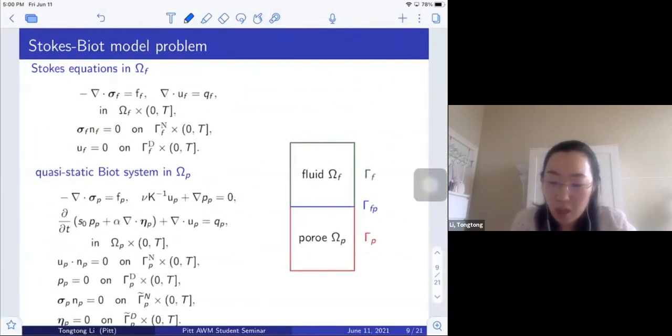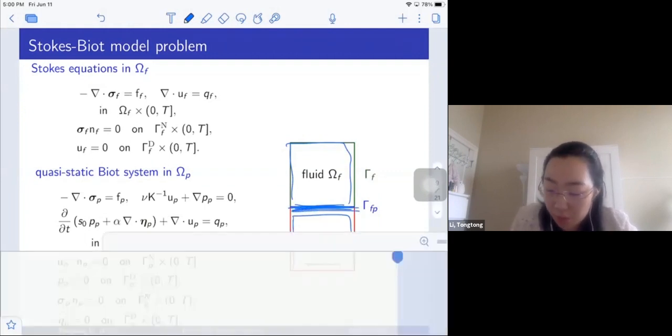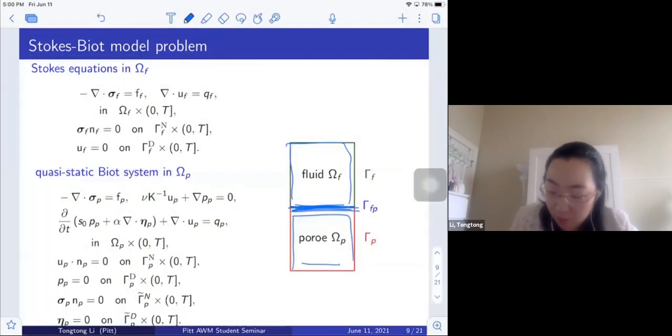In this case, think about a connected domain that comprises two non-overlapping regions. For simplicity, you can consider two rectangular regions. So you have a fluid region and a poroelastic region, connected by some interface Γ_FP. In this case, the free fluid is modeled by the Stokes or Navier-Stokes equation. But for today's topic, I'm going to focus on the Stokes equation.